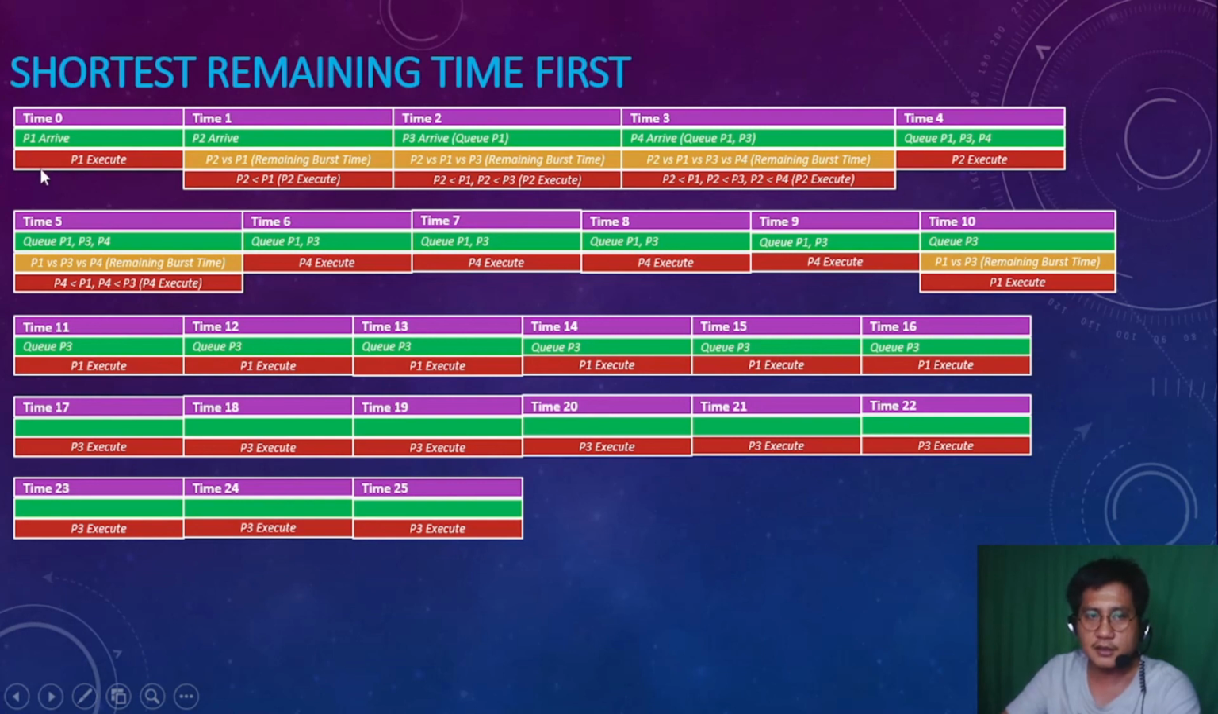And then plus the time 0, which is the first execution time of the P1 before it is halted by the process 2. So we have 8.